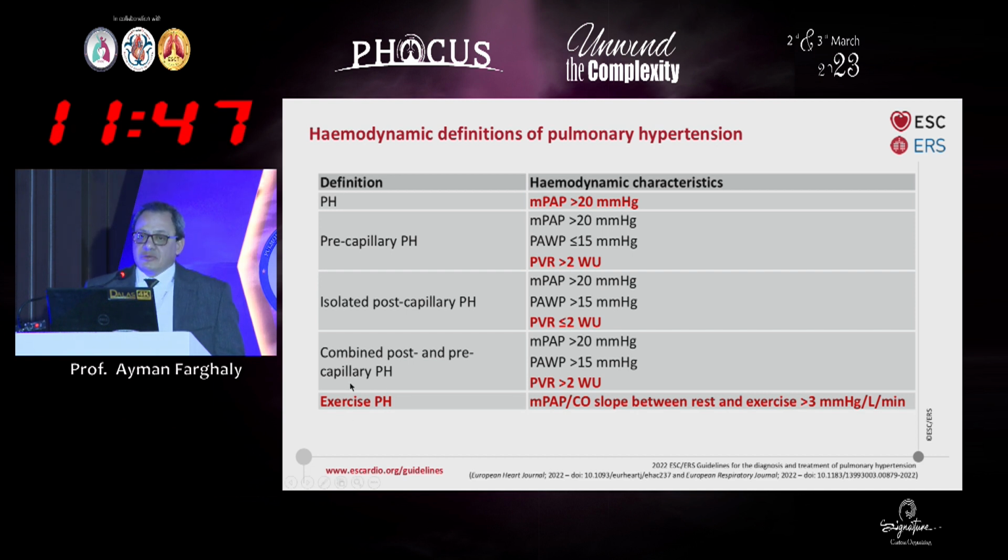Then the exercise definition was revisited again, and they have chosen that a mean pulmonary artery pressure over cardiac output slope between rest and exercise increasing more than 3 millimeters of mercury is a definition for pulmonary hypertension. Because the question was always that stressing usually reveals the disease. So exercise has been revisited, and many researches have been used. And actually this is very useful in case of HFpEF and left heart failure. It can reveal the pulmonary hypertension side in this case.